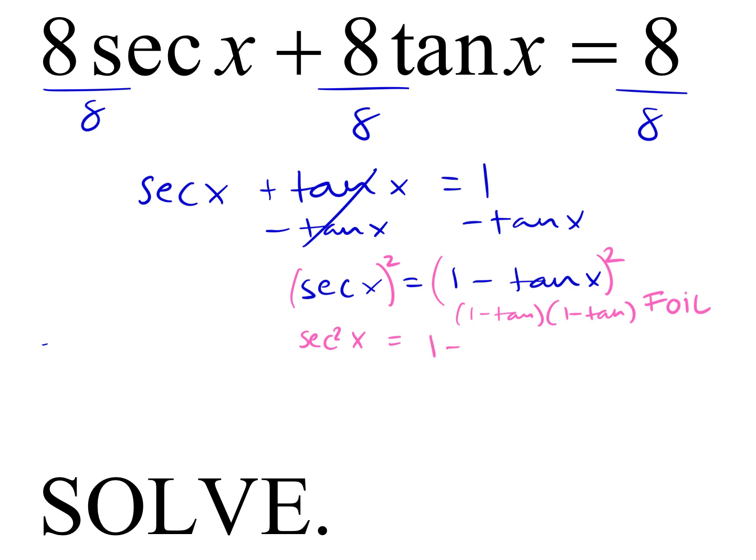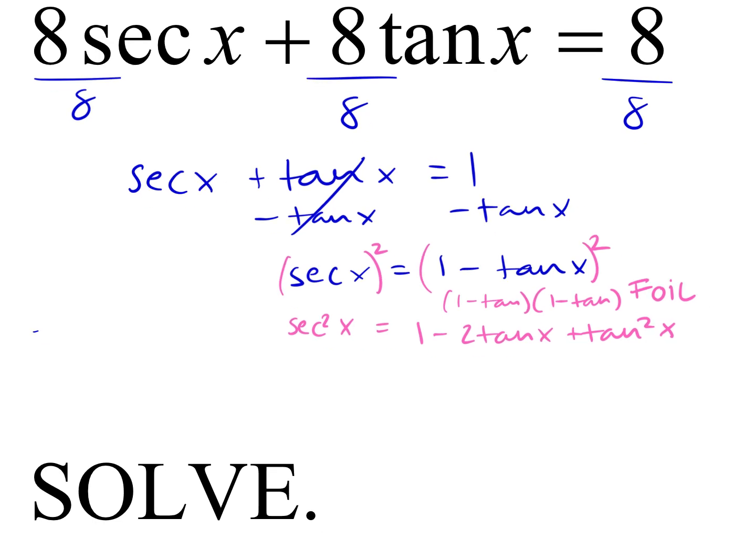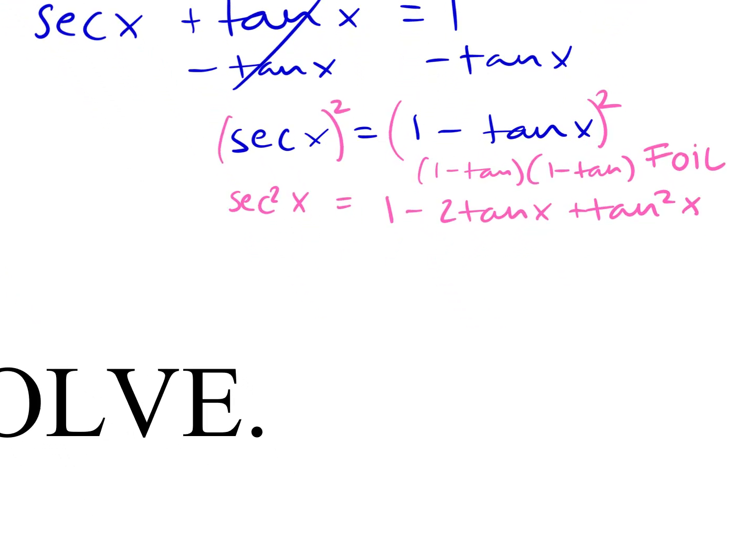So that would be 1 minus 2 tangent plus tangent squared. So that's what you get when you FOIL it out. What can I do next? Awesome. I'm going to change secant squared to 1 plus tangent squared. What else can I do? Combine like terms. So I'm going to move it to the other side. I'm going to subtract 1 on both sides and subtract tangent squared.